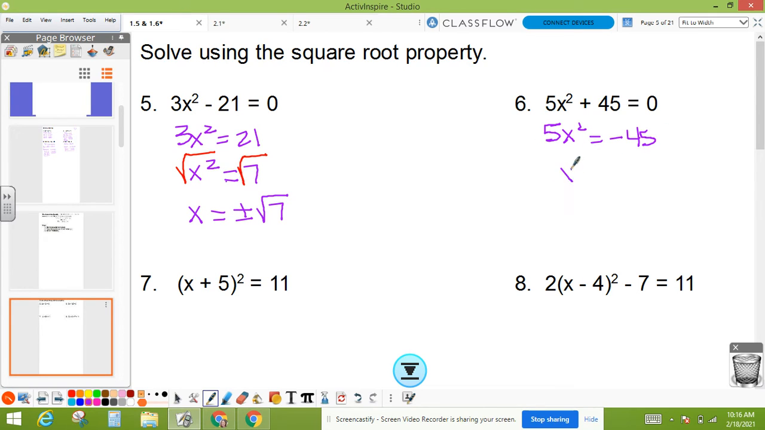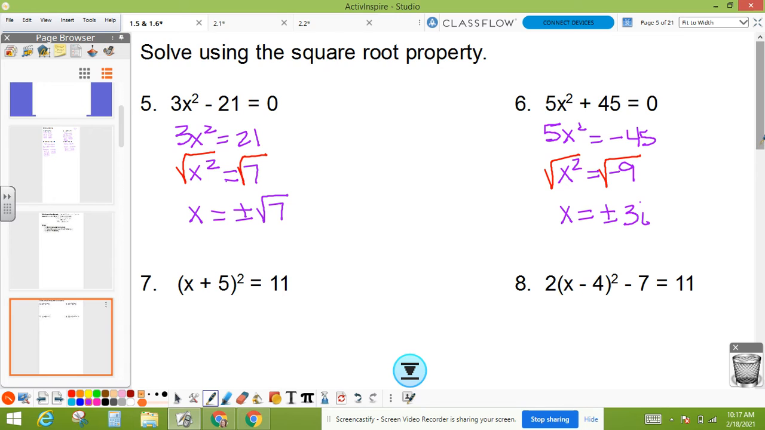Divide by 5. And take the square root of both sides. So you took the square root, so the next step is going to have a plus or minus. All right, so now the square root of 9 we know is 3, and because it's negative, we know we have to put an i on our answer. So we get two imaginary answers here, positive 3i and negative 3i.